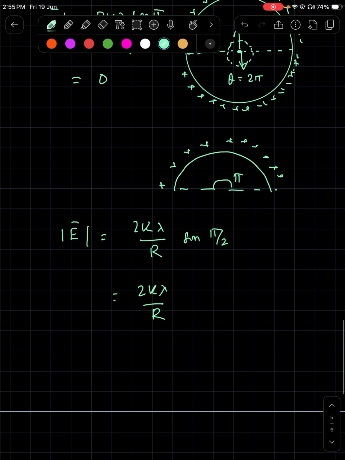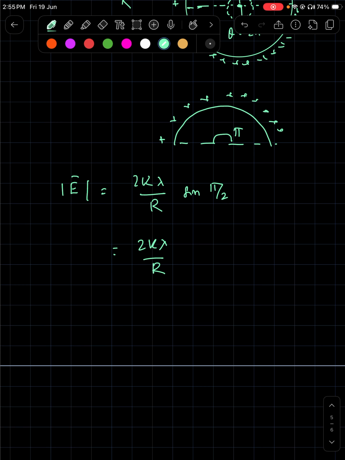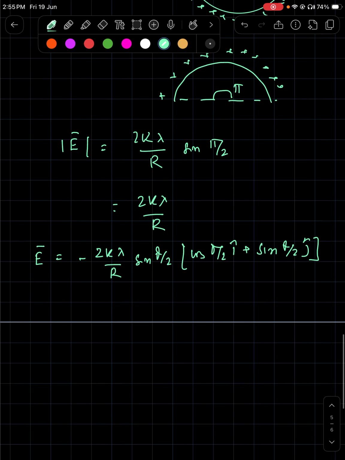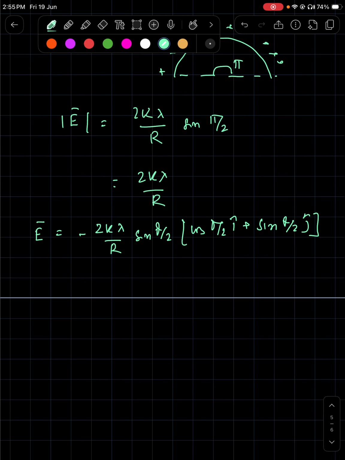How can I know that it is pointing downward? We can write the vectorial expression. If I put theta equal to pi in the vectorial form, that is 2k lambda by r times (sine theta by 2 cos theta by 2 i cap plus sine theta by 2 j cap). That was the expression we have derived. So I put the theta here.